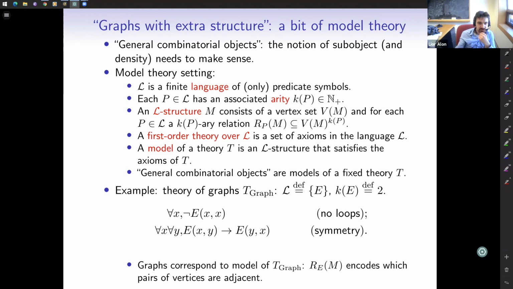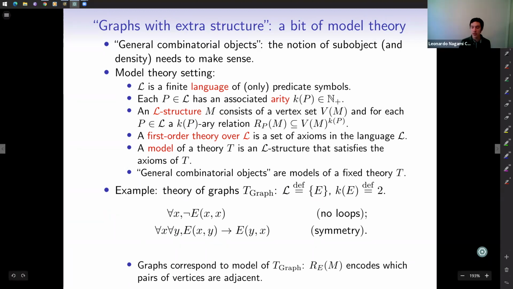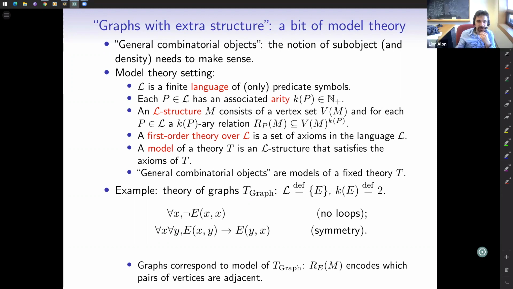What is K of E in this case? K of E is equal to 2. Yes, E is a predicate symbol, and the arity of this predicate symbol is 2, so it's a binary relation.